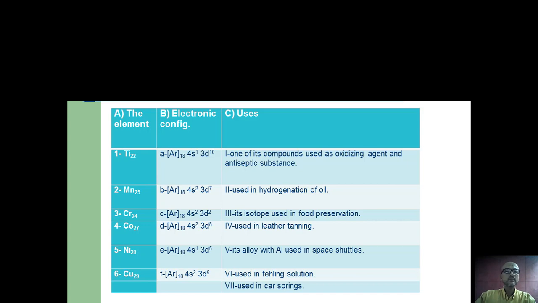The next point is for cobalt 27. It will be, yes, I think it will be obvious now. 4 with B. B for S2 3D7. If you add them to 18, it will be 27. 4 with B. What is the other? Yes, cobalt used in what? Yes, its isotope is used in food preservation. Excellent. Cobalt 60. So 4 with B with triple I.